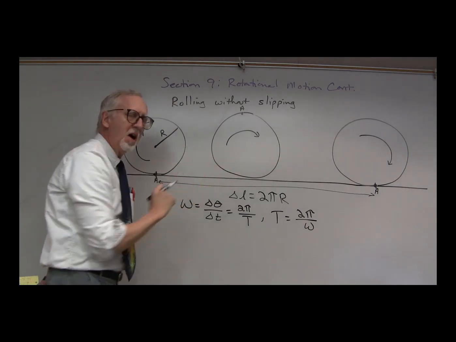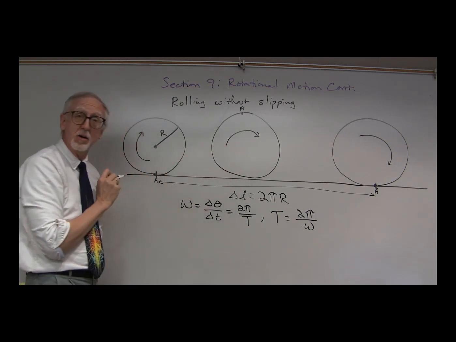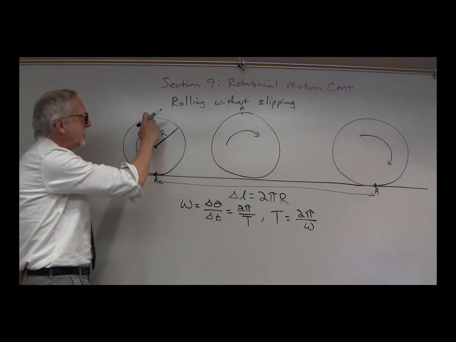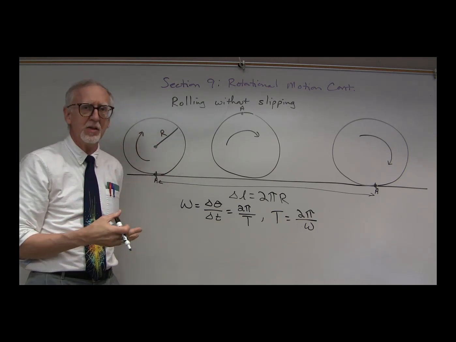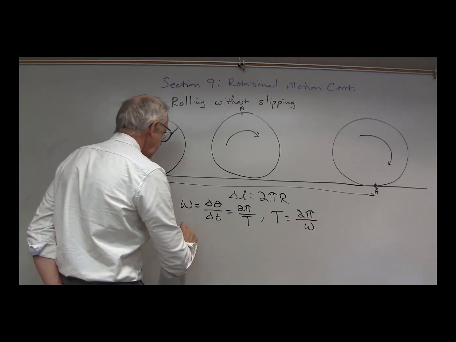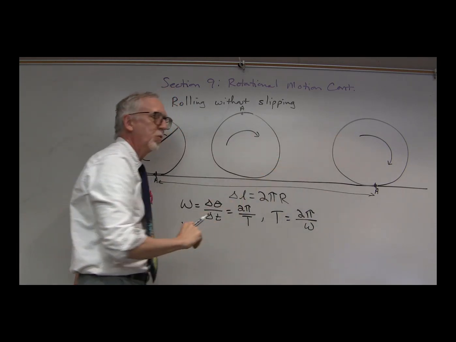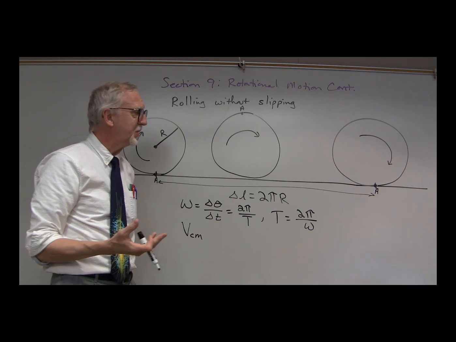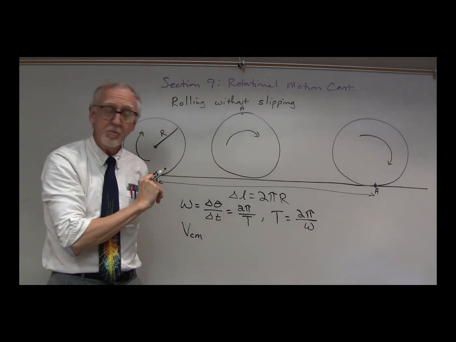What is the velocity of the center of mass of the wheel? I don't mean the velocity of a point on the wheel like we were talking about before, the tangential velocity. I mean, what is the velocity of the center of mass of the wheel? In other words, if this wheel were a tire on a car, how fast is the car actually moving?